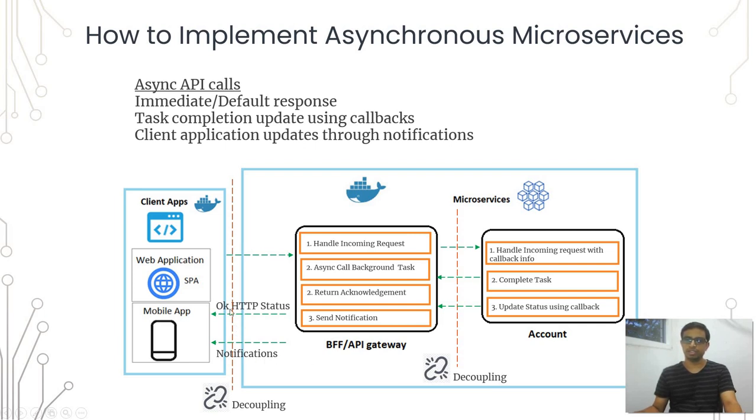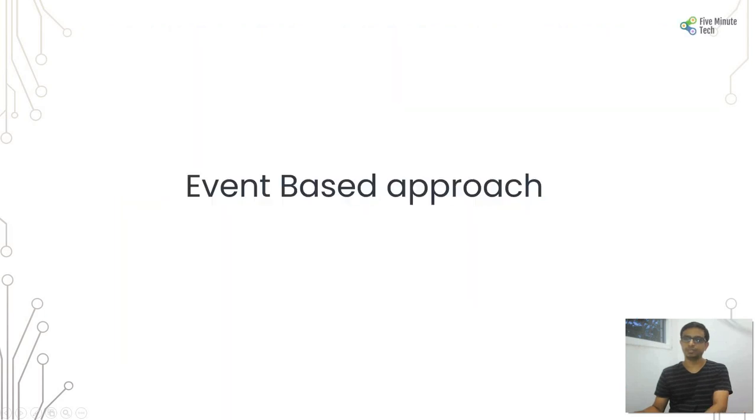One important thing to note is that the client and server are completely decoupled in this case. The client can continue to do other processes and doesn't need to keep waiting for the response to come back. The API gateway or backend for frontend is also decoupled from the other services, and it can continue to call other services, and when there is a callback request, that is when it gets the data. The other approach is the event-based approach, in which we have three ways of doing it.